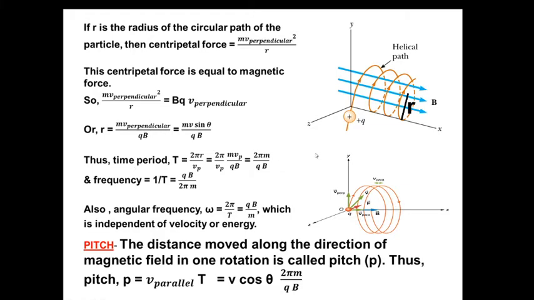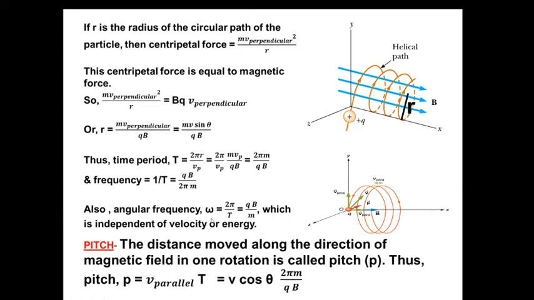Now the time period. If r is the radius of this circular path, then time period equals 2 pi r by v. If we substitute the value, we get time period equals 2 pi m by qB. Here see, the time period doesn't depend on r as well as v. It depends on the mass and the charge q, so m by q we can see. And the frequency will be 1 by T, so it will be qB by 2 pi.